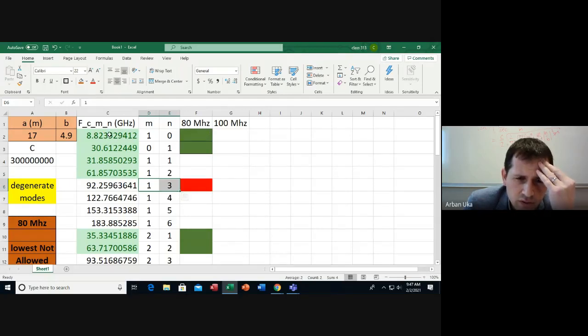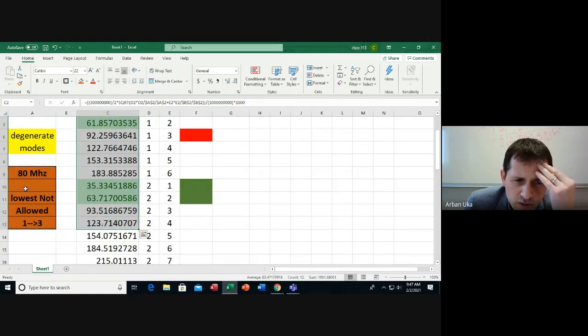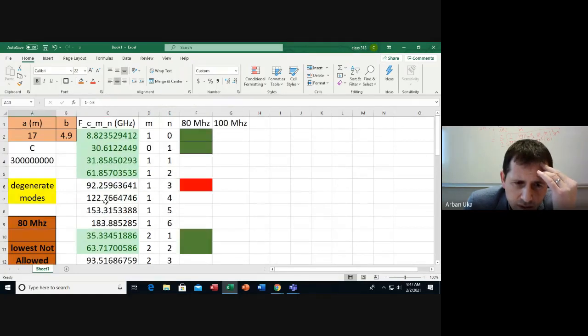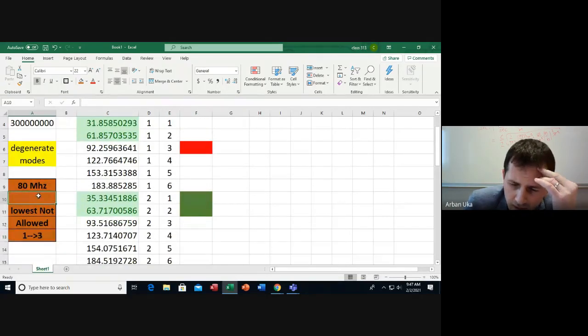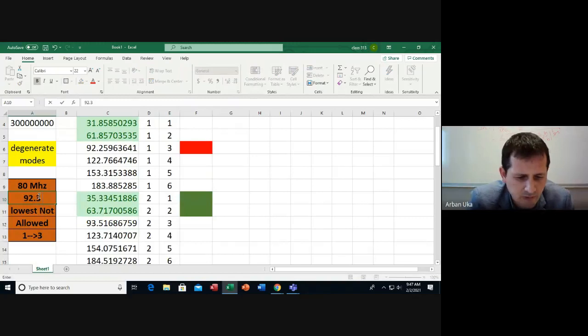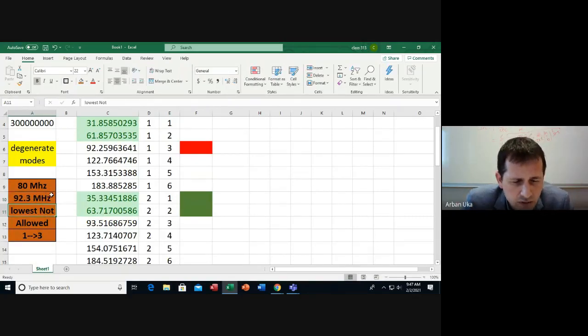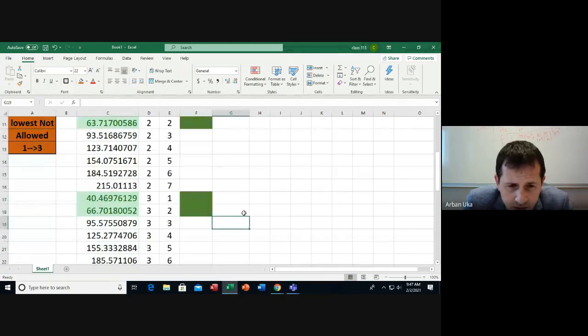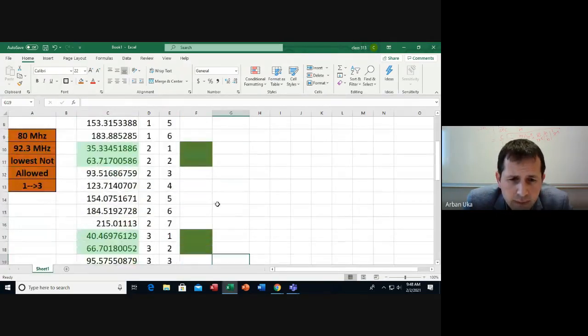Now, this was regarding the lowest mode. Actually, let's write the value here. This is 92.3 megahertz, the lowest mode that cannot propagate. Good. So now actually we can also have 92222.